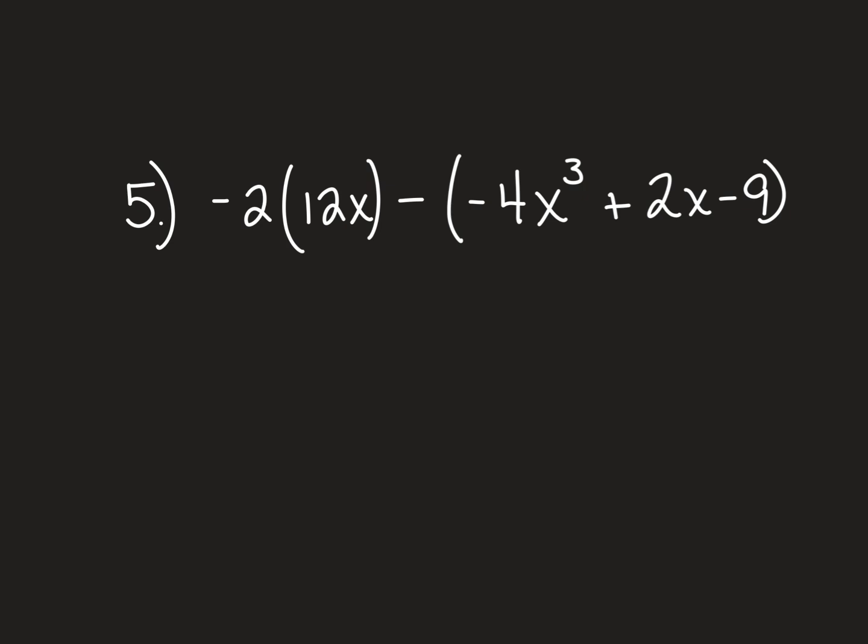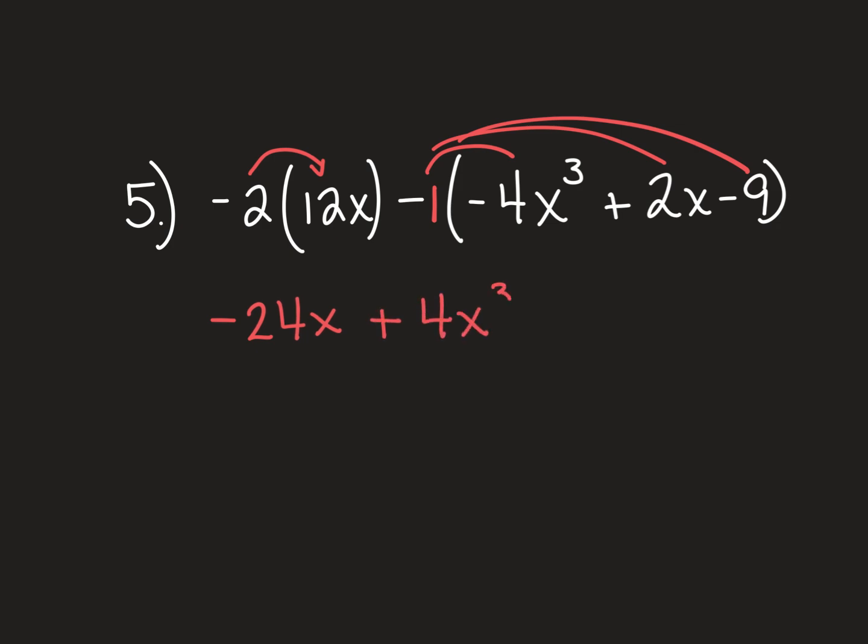Okay, so I begin by distributing -2 to get -24x. What would be helpful in this second one is to recognize that there's a -1. So if you distribute -1, it switches your signs to make this a positive 4x to the third minus 2x plus 9. Make sure all 3 signs here switched as you go down.